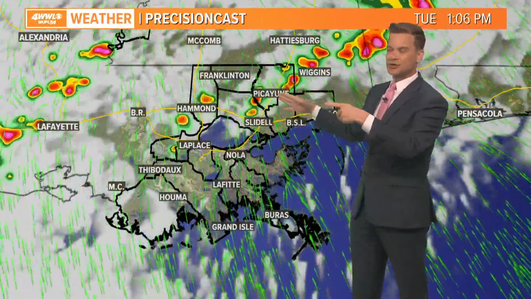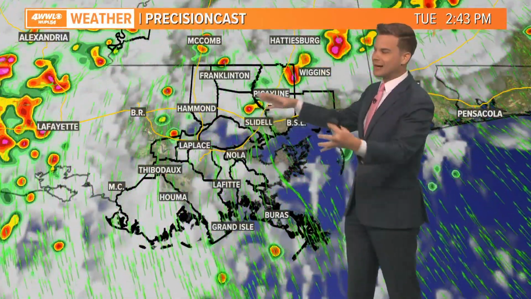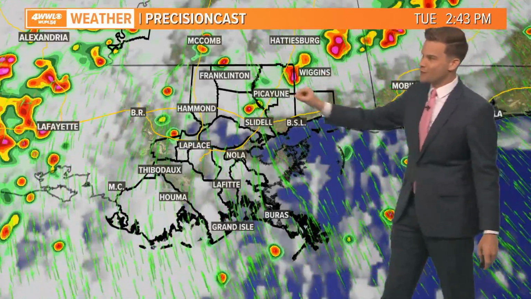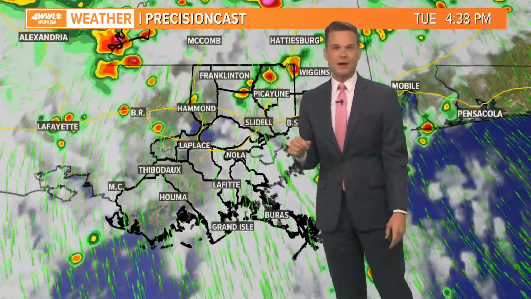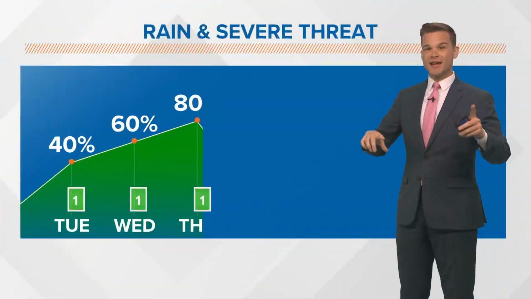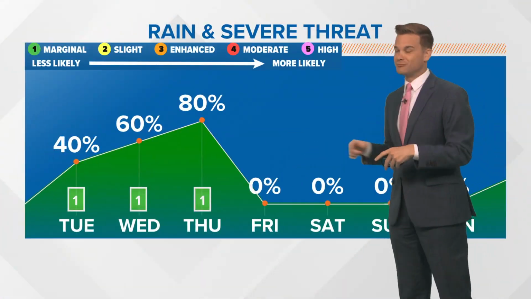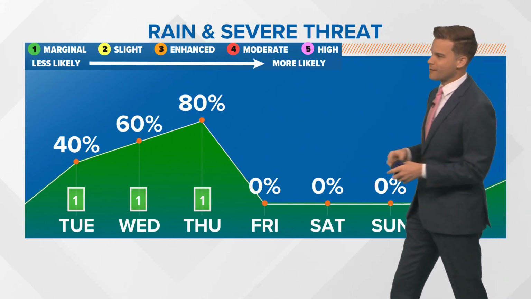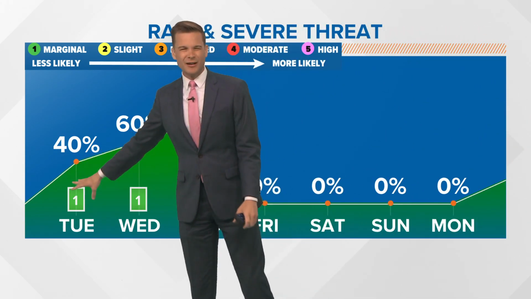But as we get closer to 8, 9, 10 o'clock, I think a lot of this starts to move on out, and notice how spotty it becomes in nature. Just a few downpours here and there as we go through the afternoon, but there could still be 1 or 2 strong storms today. Now, rain chances tomorrow and Thursday are much higher because we're expecting more coverage, meaning the storms are going to be more widespread. So for today, about a 40% chance.